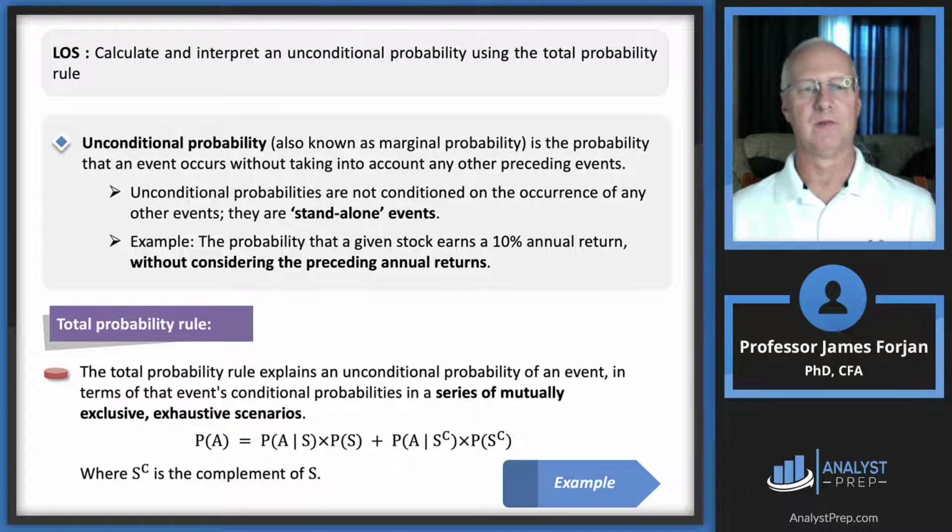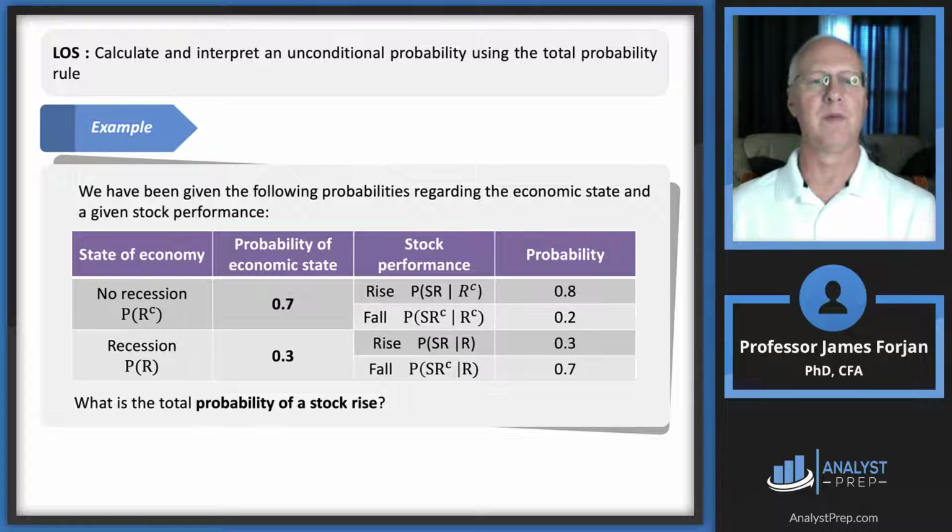Now here's another probability rule. The total probability rule explains an unconditional probability of an event in a series of mutually exclusive and exhaustive scenarios. So here we're going to compute the probability of event A occurring given some other stuff over here. So there's the notation, but let me go ahead and show you exactly what we mean here.